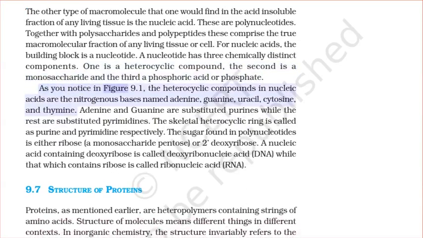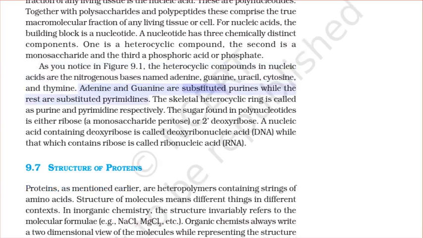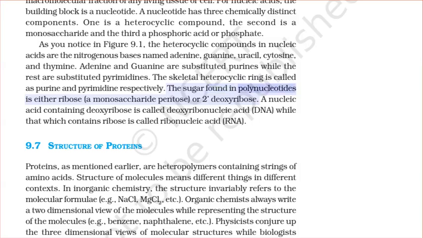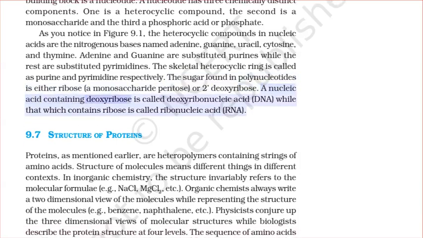As you notice in the figure, the heterocyclic compounds in nucleic acids are the nitrogenous bases named adenine, guanine, uracil, cytosine, and thymine. Adenine and guanine are substituted purines, while the rest are substituted pyrimidines. The skeletal heterocyclic rings are called purine and pyrimidine, respectively. The sugar found in polynucleotides is either ribose, a monosaccharide pentose, or 2'-deoxyribose. A nucleic acid containing deoxyribose is called deoxyribonucleic acid, DNA, while that which contains ribose is called ribonucleic acid, RNA.